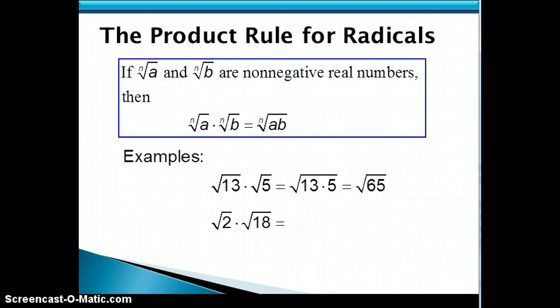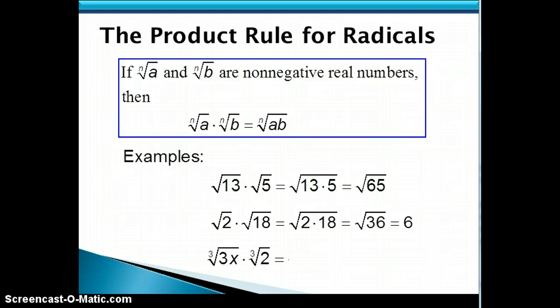Similarly, the square root of 2 times the square root of 18 becomes the square root of 2 times 18 using the product rule. And 2 times 18 is 36, and 36 is a perfect square, so we'd want to take that one step further and simplify that to a 6.